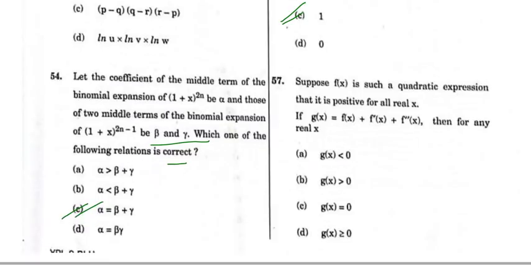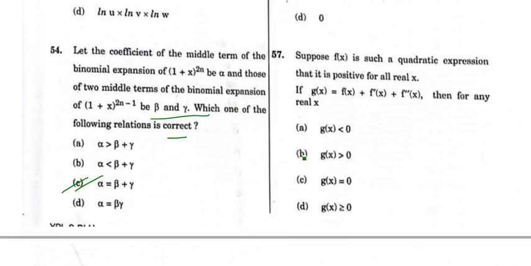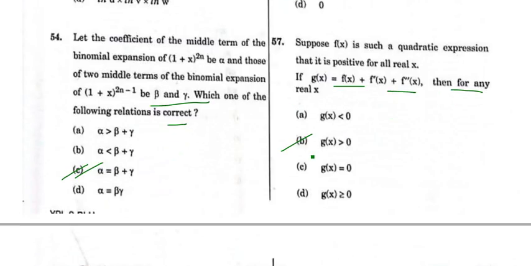57th question. Suppose f(x) is a quadratic expression that is positive for all real x. If g(x) is equal to f(x) plus f'(x) plus f''(x), then for any real x, it will be g(x) more than 0. So B option is right for the 57th question.